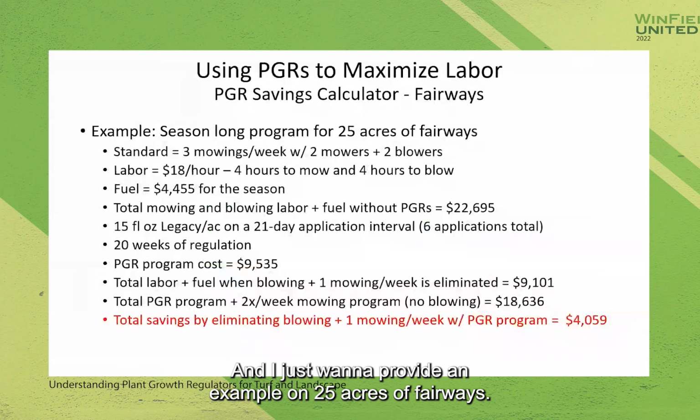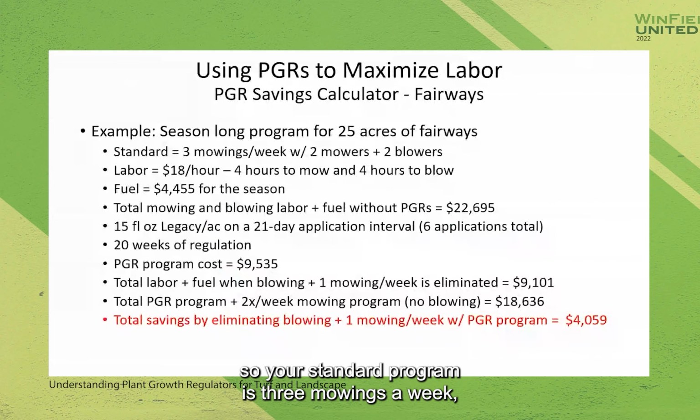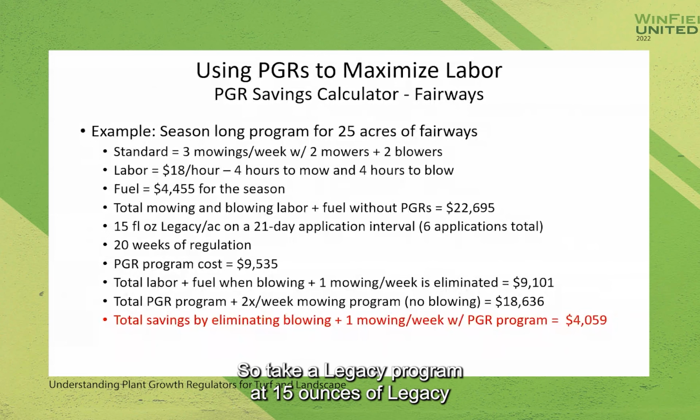On 25 acres of fairways, and as you move down the bullet points, your standard program is 3 mowings a week, and you've got 2 mowers and 2 blowers, and your labor is $18. And essentially, as you make it to the 4th bullet point down, you've got a program for the total mowing and blowing being about $23,000. So take a Legacy program at 15 ounces of Legacy on a 21-day interval. You're looking at about $9,500 in PGR cost.